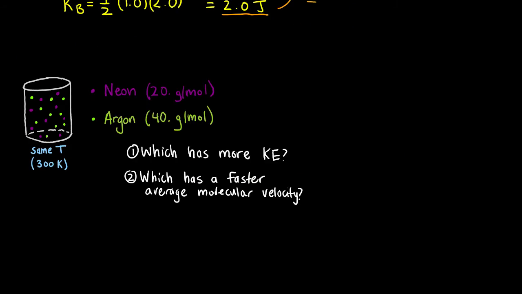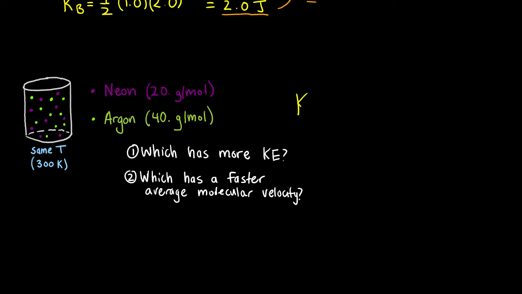Suppose you have two gases in a container at the same temperature, and these gases are behaving ideally. If the temperature of neon and argon mixed in a container is 300 Kelvin, then the first question is, which one has more kinetic energy? Which gas sample in the mixture has more kinetic energy? Would it be neon with an approximate molar mass of 20 grams per mole? Or would it be argon with an approximate molar mass of 40 grams per mole?